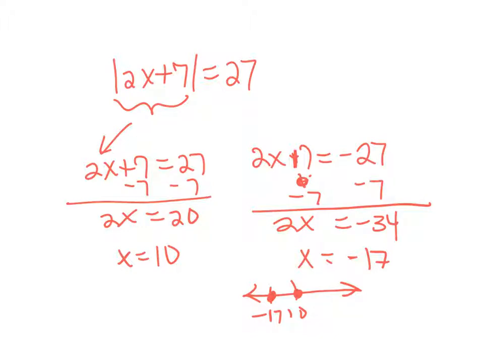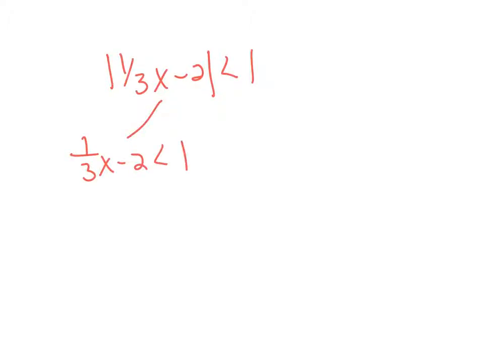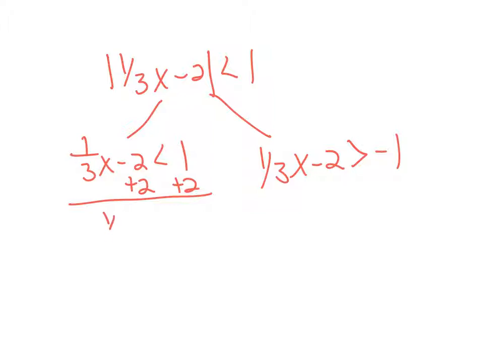Let's check out the third one. This one is the absolute value of 1/3 x minus 2 is less than 1. So 1/3 x minus 2 is less than 1. 1/3 x minus 2 is greater than negative 1. So students are tempted to start with multiplying through by 3. I'm going to ask that you do the easy stuff first, add or subtract. So we're going to add the inverse. So 1/3 x is less than 3, and then we're going to multiply both sides by 3. So x is less than 9.